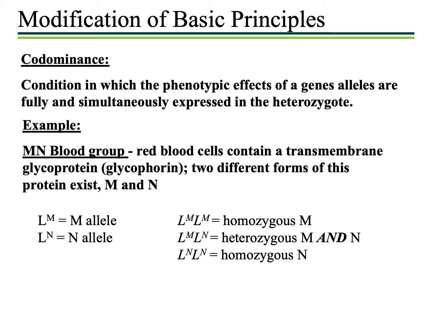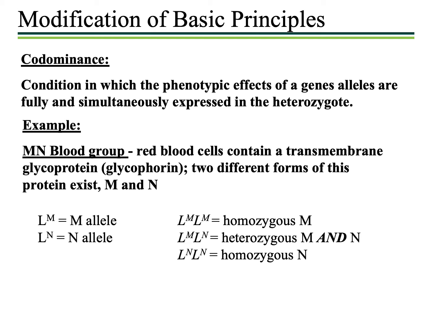So the example of this is what's known as the MN blood group. In this particular situation, red blood cells contain a transmembrane glycoprotein that there are two different forms known to exist, the M form and the N form. First, you can see the different allelic designations. Again, I'm using the letter with a superscript to indicate the allele. So the capital L with the superscript M indicates the M allele, and the capital letter L with the superscript N indicates the N allele.